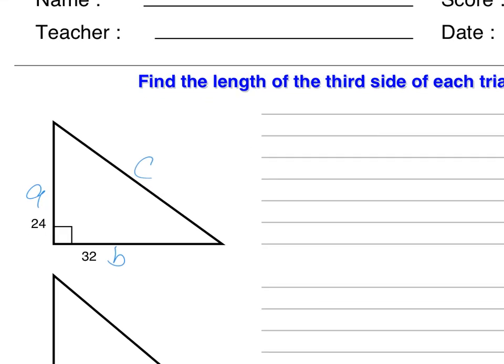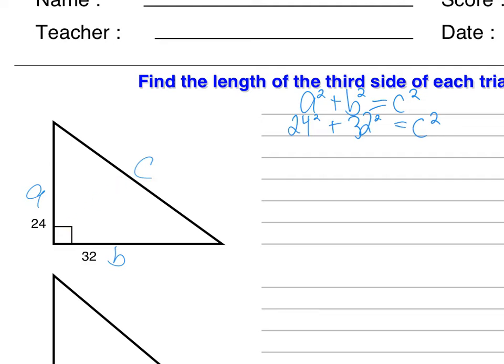Okay, so I've got a squared plus b squared equals c squared. Again, now a is 24, so I'm going to say 24 squared plus 32 squared is equal to c squared. Again, I knew these were my legs right here and right here because they come right off of the 90-degree angle. Remember, the one across from it is my hypotenuse.